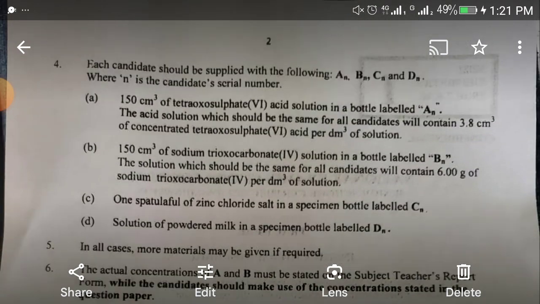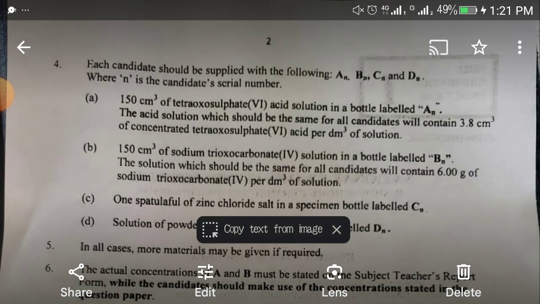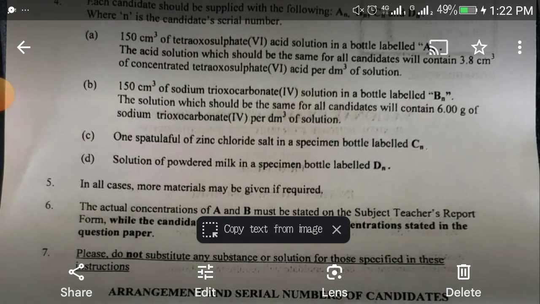In the second page, they said each candidate should be supplied with the following: A, B, C, D, where N is the candidate serial number. Where N is your serial number, you can see that there will be a difference in what you will get. 50 cm cube of tetraoxosulfate 6 acid solution in a bottle labeled A.